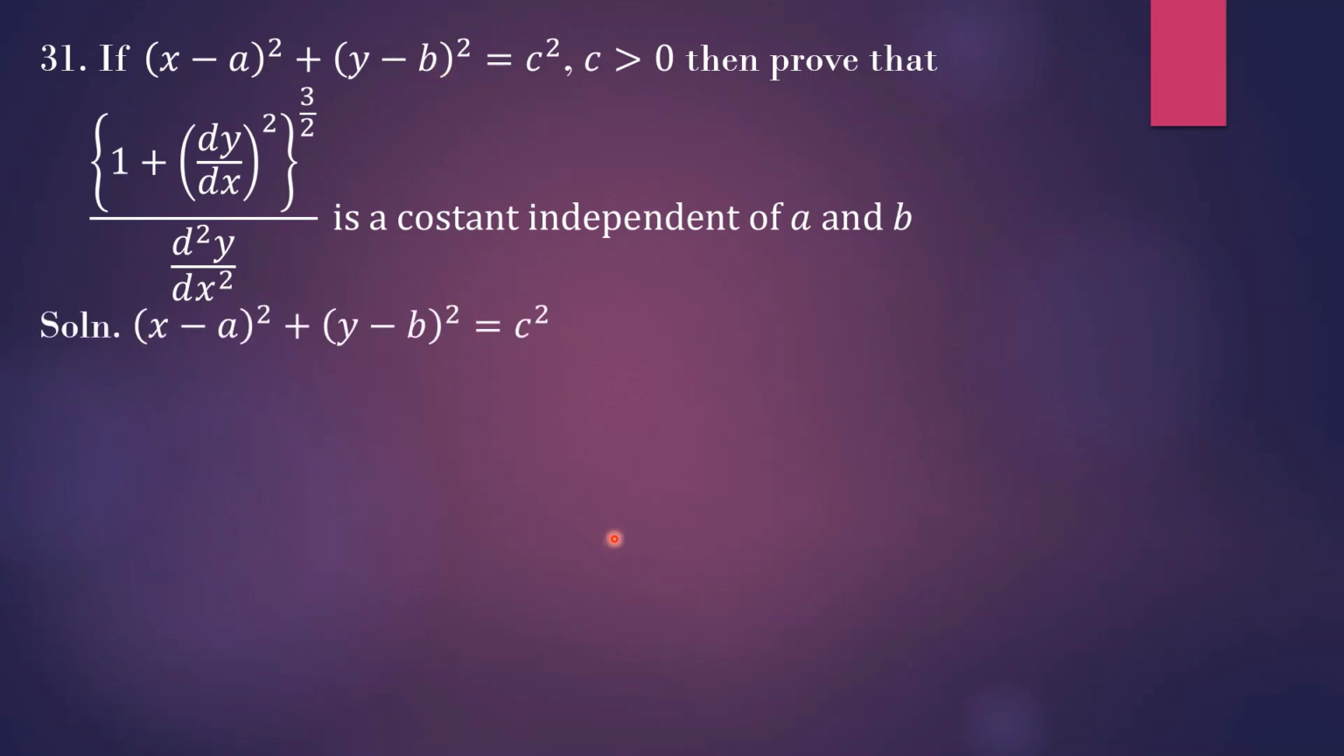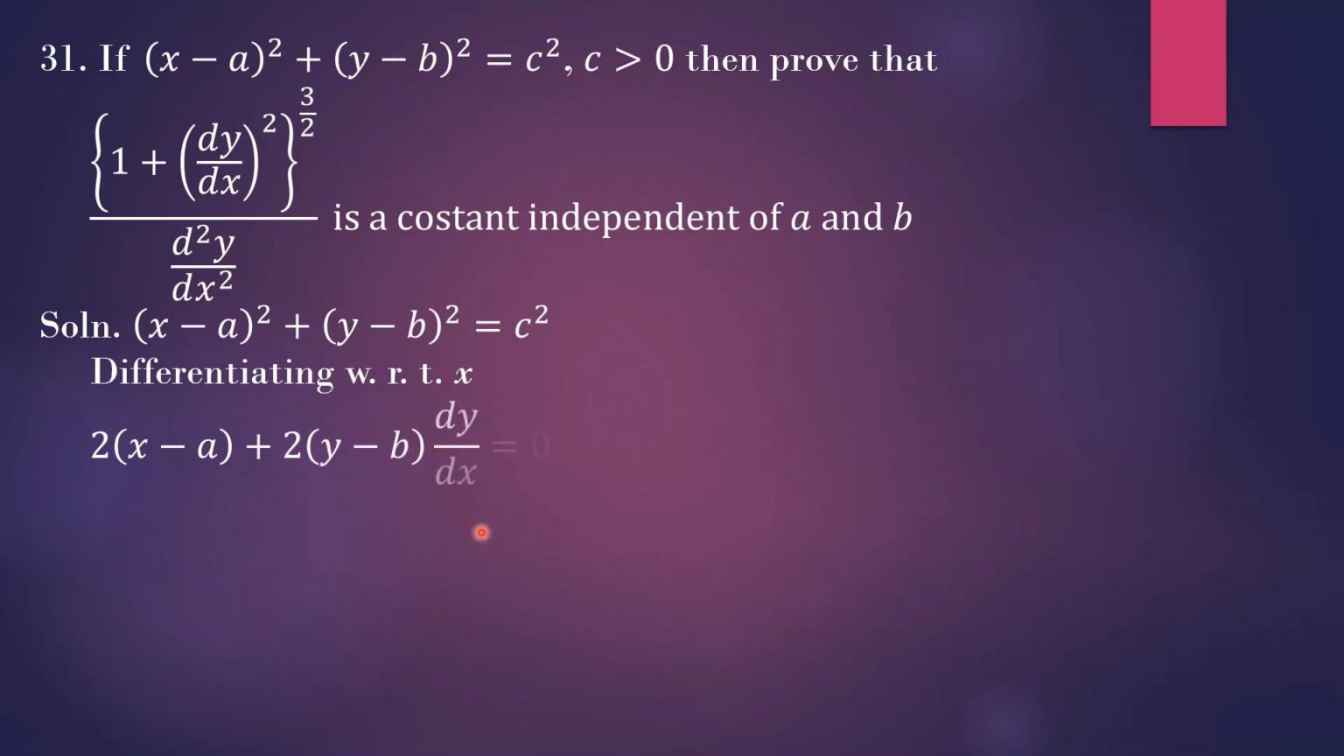So begin with the given expression, this one: x minus a whole square plus y minus b whole square is equal to c square. Differentiating with respect to x, here we get 2 into x minus a plus 2 into y minus b into dy dx, chain rule, right side constant, so 0. So dy dx will be equal to minus x minus a divided by y minus b. Mark this as 1.